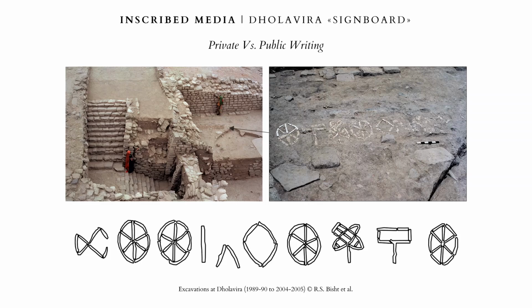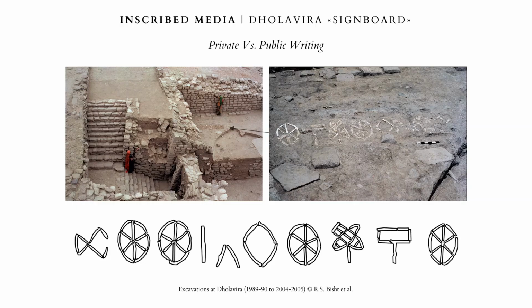The sole exception to this miniaturistic world of private inscriptions is the 3-meter-long signboard, found just outside the monumental entrance to the citadel of Dholavira. This large inscription consisted of 10 signs, each about 40 centimeters high, made of sintered gypsum inlays set into a wooden panel.